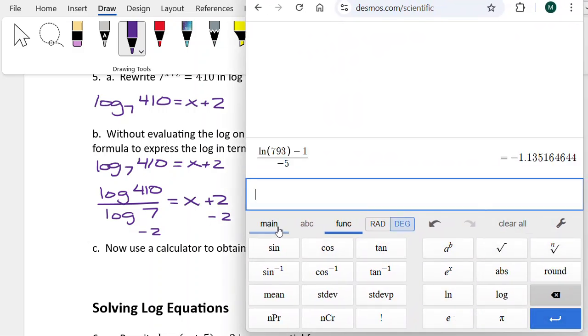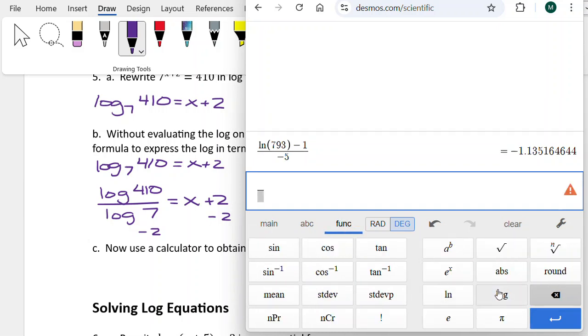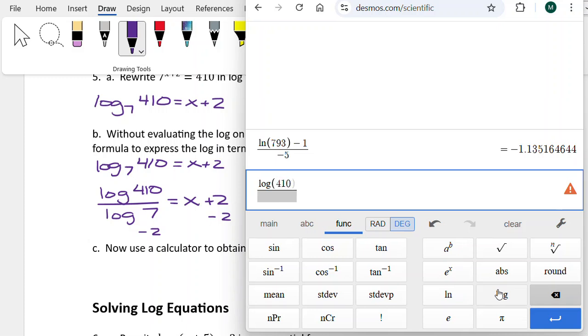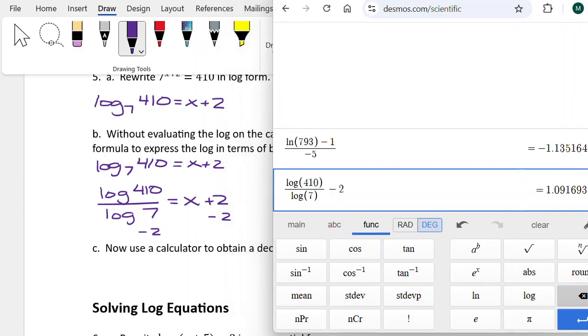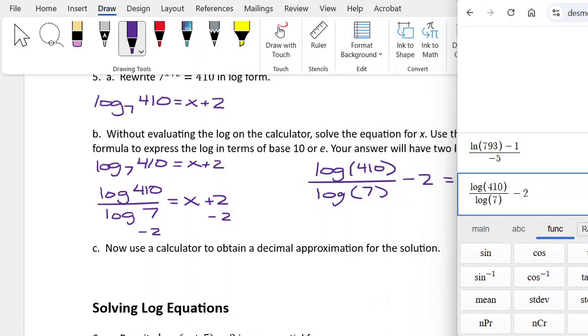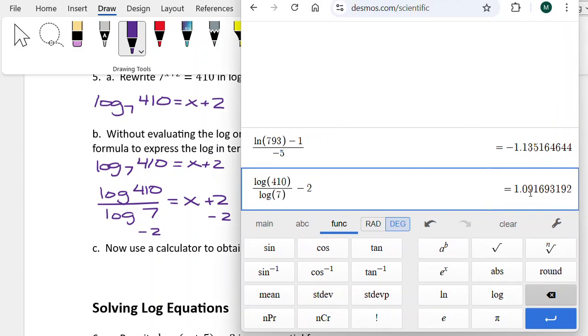So again, I'm going to start with the fraction. Log 410 divided by log 7, and then minus 2. So that looks like my answer there. And then my answer is 1.092.